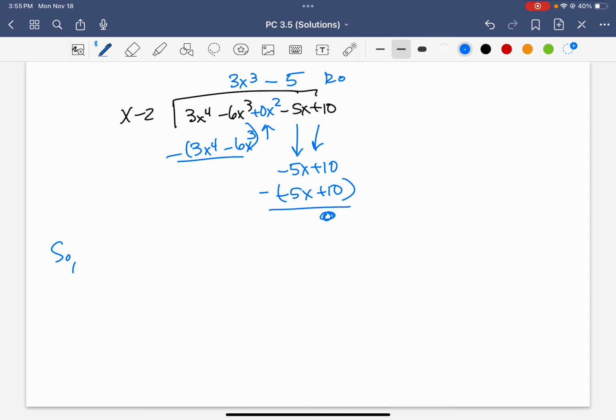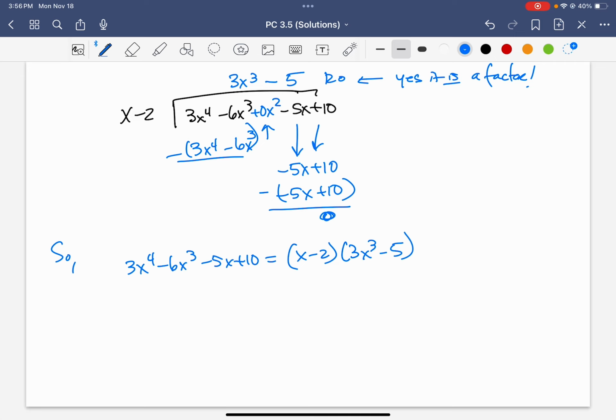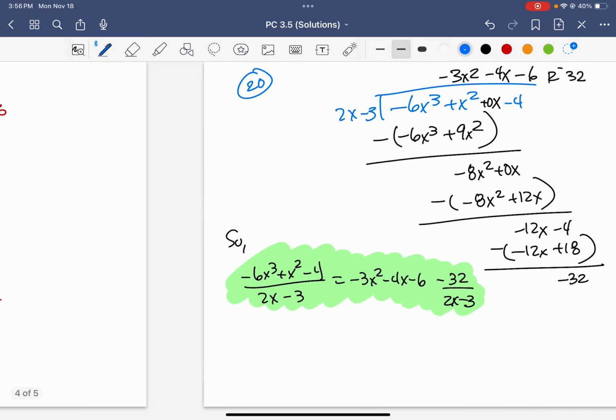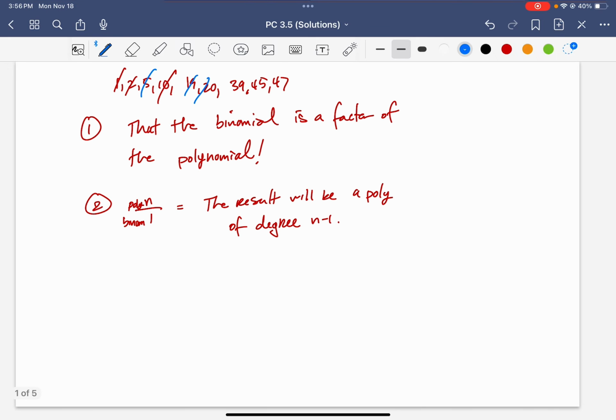So, remainder of 0 means, yes, it is a factor. And specifically, you can write that this, when you divide it into this size pieces, well, this times this gets you what you had. That's the factorization. And that is number 39. And just to make sure, it's 45 and 47, right? Yes.